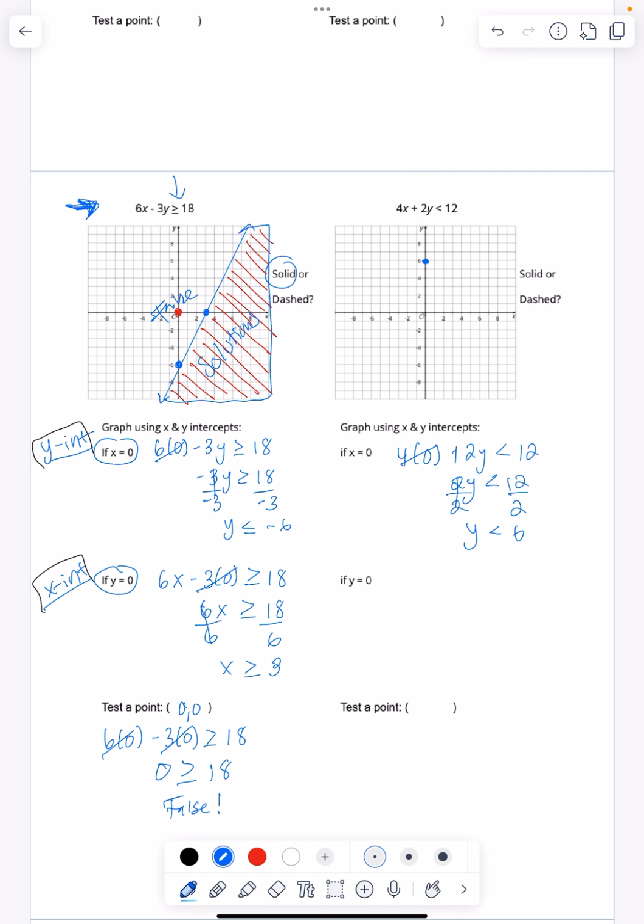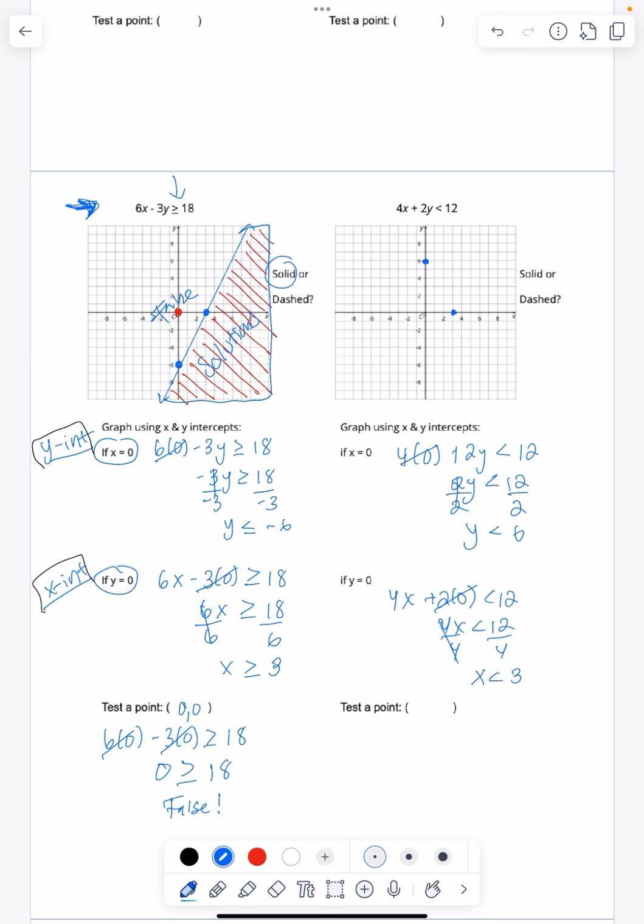And now I'm going to set y equal to 0 to find the x-intercept, right? So we have 4x plus 2 times 0 is less than 12, so that cancels. So we get 4x is less than 12. Divide by 4 on both sides, so x is less than 3. So in this case, it would be at 3.